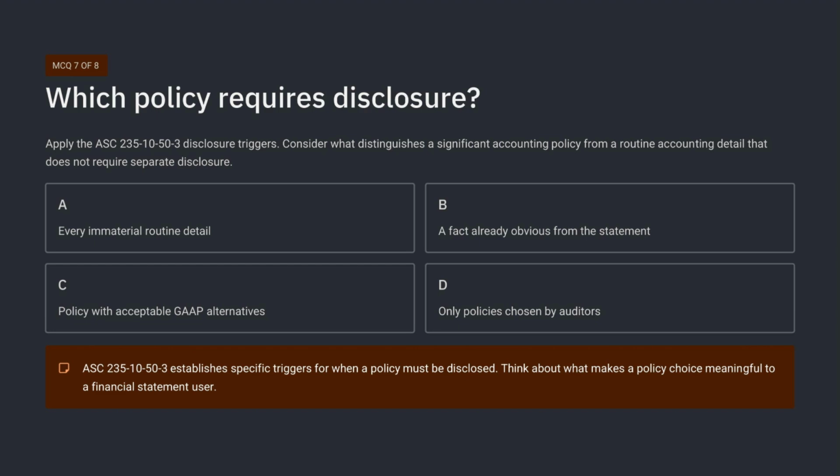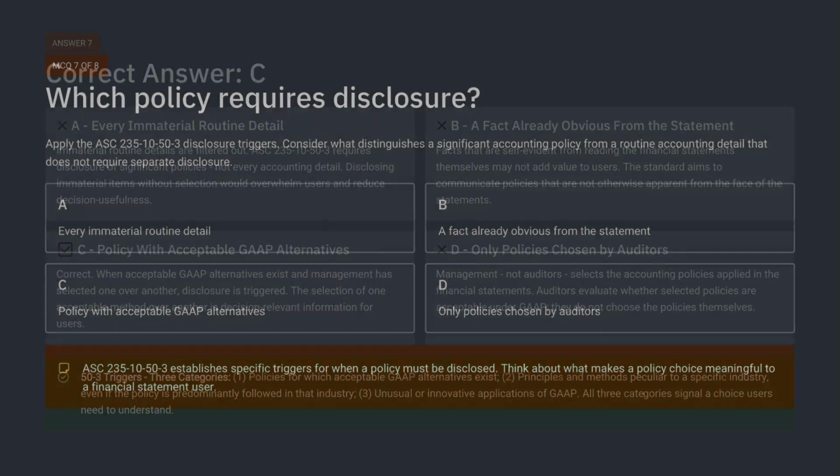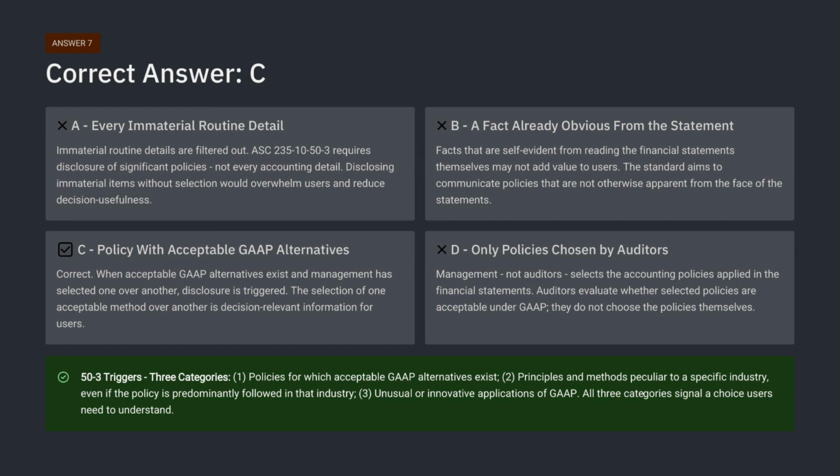alternatives, and only policies chosen by auditors. This is a disclosure trigger question. ASC 235-10-50-3 focuses on significant policies involving acceptable alternatives, industry-specific methods, and unusual or innovative applications of GAAP. Choose the option that represents a meaningful policy choice users need to understand. The correct answer is C. Policy with acceptable GAAP alternatives.